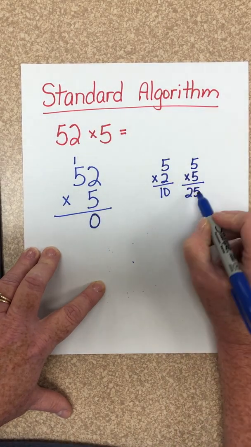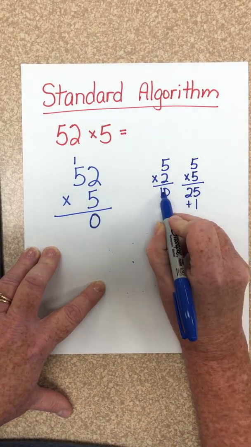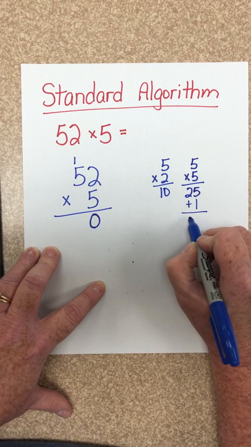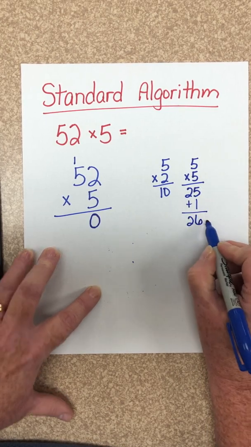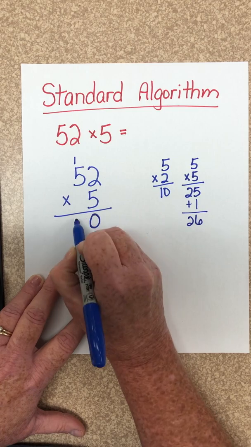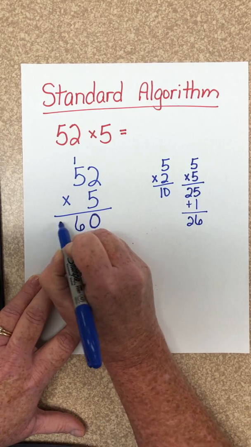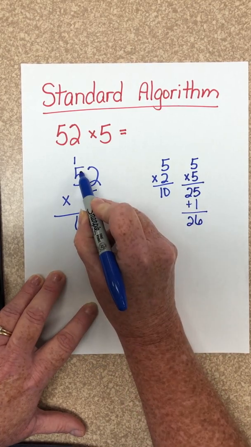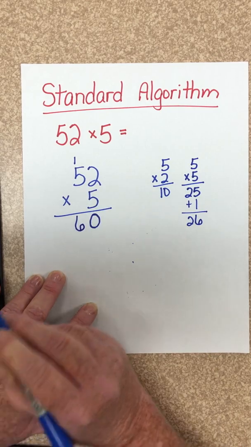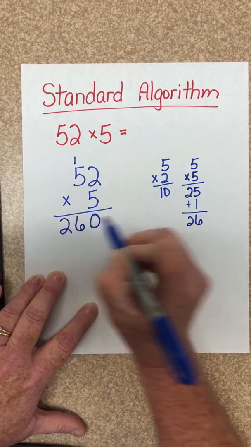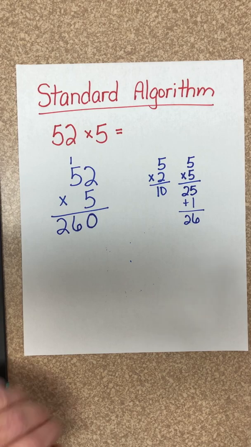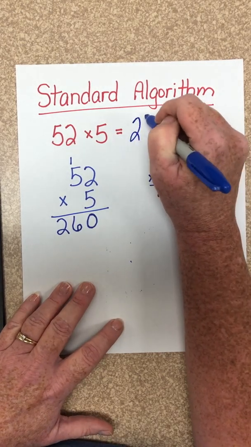Now we're going to add that 1 we got from this answer, 10. So when we add, we get 26. So now I'm going to bring that answer over here and line it up. So the 6 is going to be under the tens place, under the 5, and 2 out in front. So now our answer is 260.